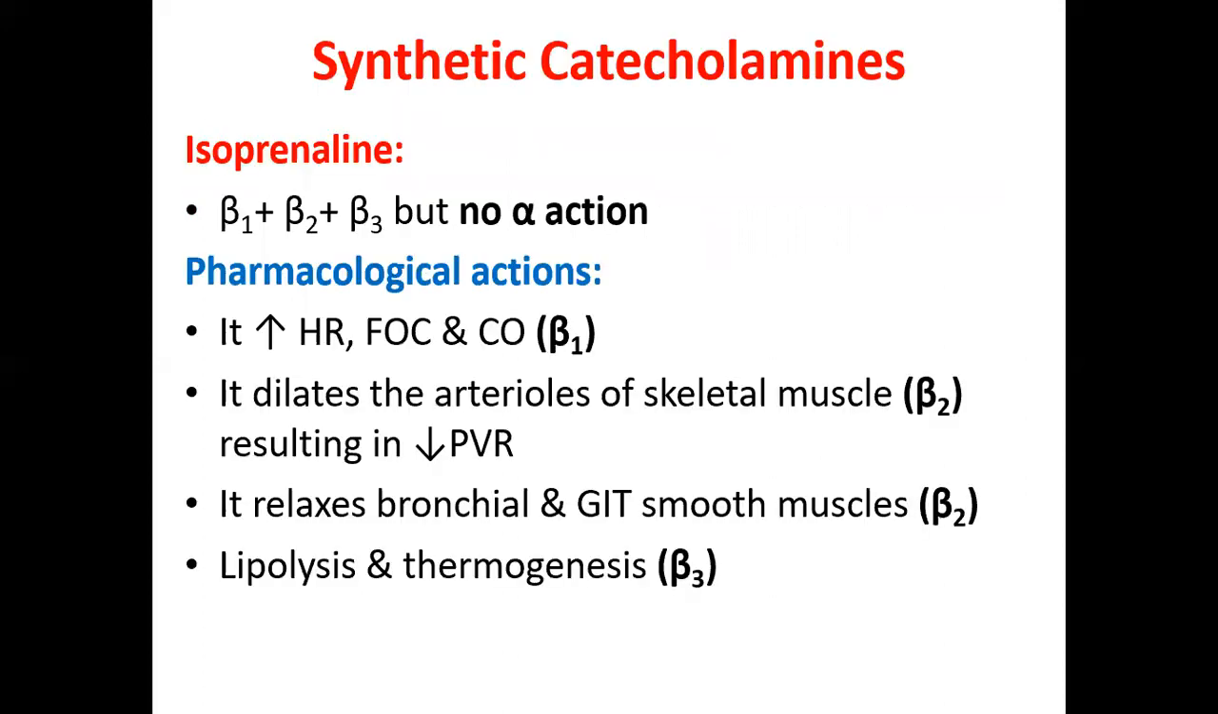Synthetic catecholamines. Drugs like isoprenaline have action on beta 1, beta 2 and beta 3, but no action on alpha. Pharmacological actions: it mainly increases heart rate, force of contraction as well as cardiac output. It dilates arterioles in skeletal muscle via beta 2, resulting in decreased peripheral vascular resistance. It relaxes bronchial as well as GIT smooth muscles, mainly because of beta 2. Then it causes lipolysis, with increased free fatty acids. Apart from that, it also causes thermogenesis, mainly because of action on beta 3 receptors.